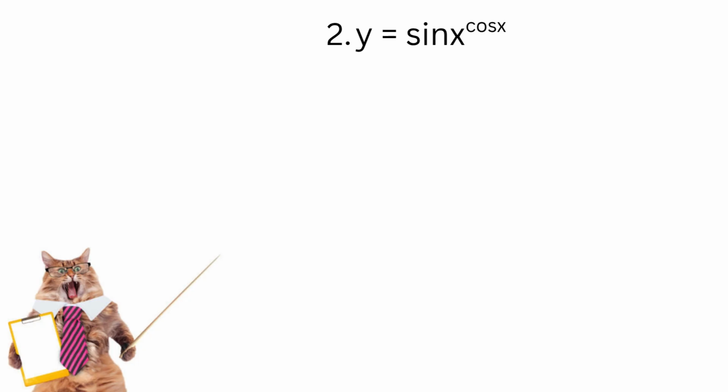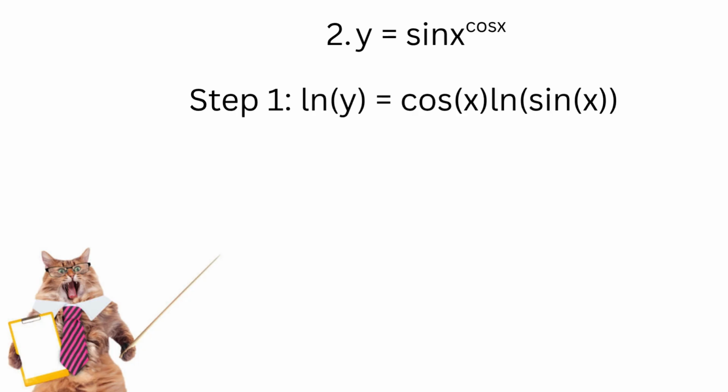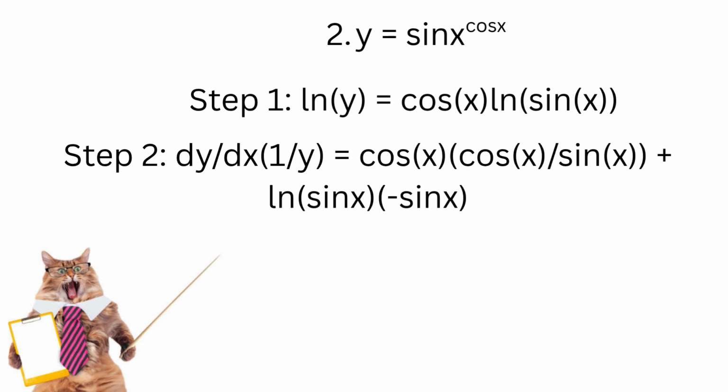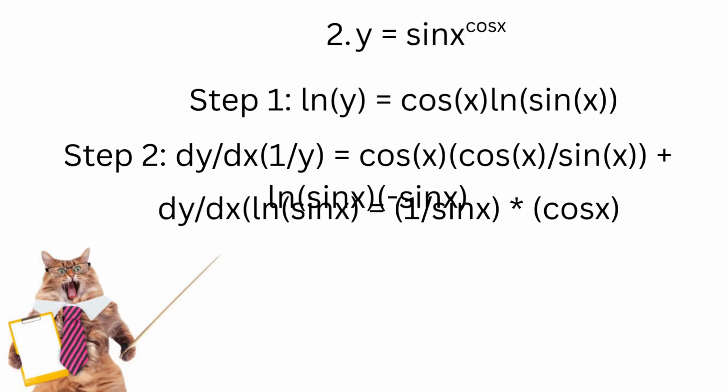So just like the other one, we're going to start off the exact same way. We're going to take the natural log of both sides of the equation, and then we're going to make it into a product. So we get the natural log of y equals cosine of x times the natural log of sine of x. So just like before, for step 2, we're going to use implicit differentiation, and we're going to get dy dx times 1 over y equals cos of x times cos of x over sine of x plus the natural log of sine of x times negative sine x.